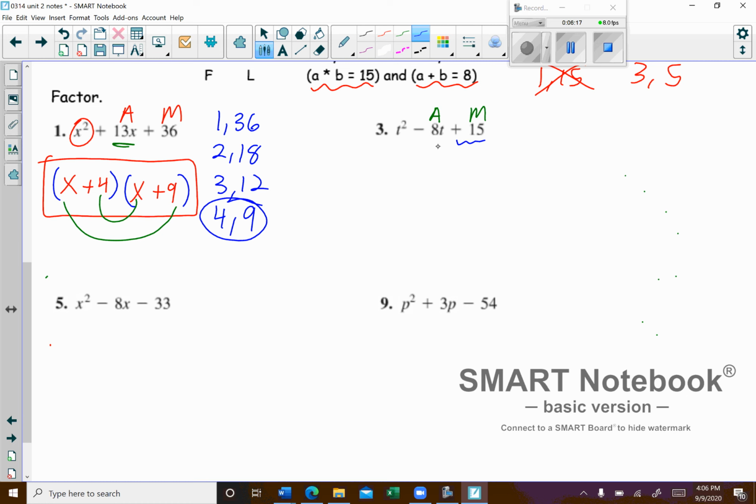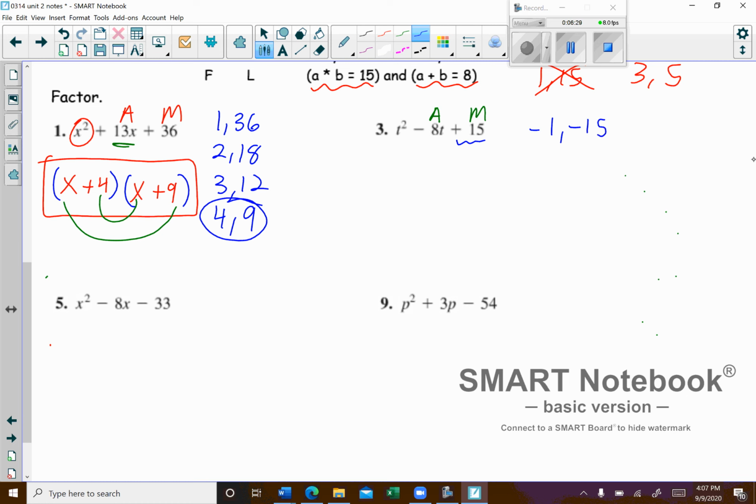So let's see, -1 and -15. Nope, that would add to -16, right? -3 and -5. Bingo again. So those would multiply. Negative times a negative is positive 15, and they add up to that -8.